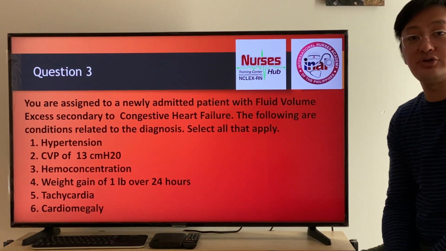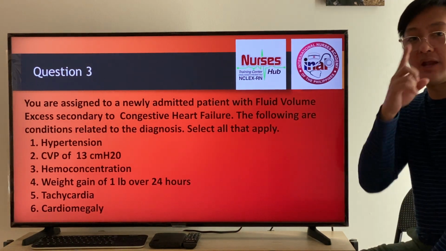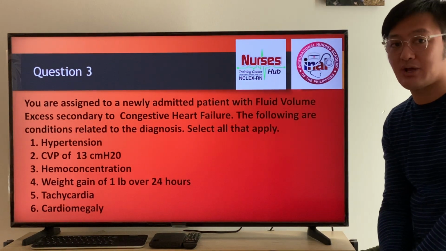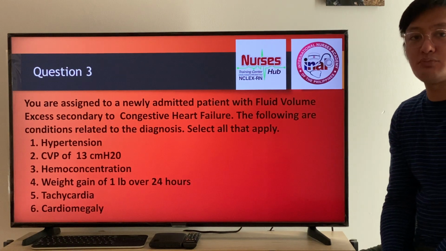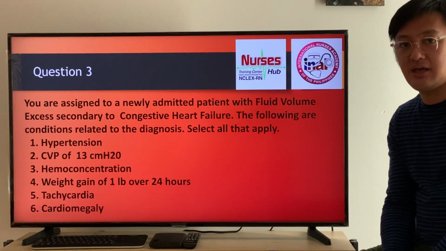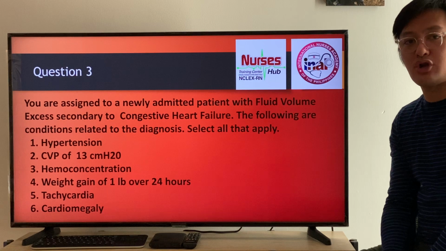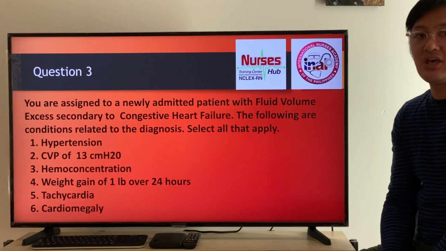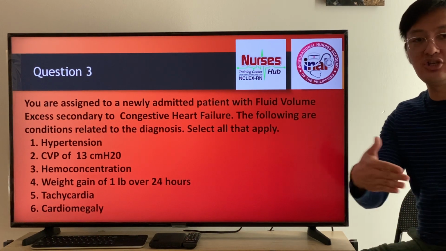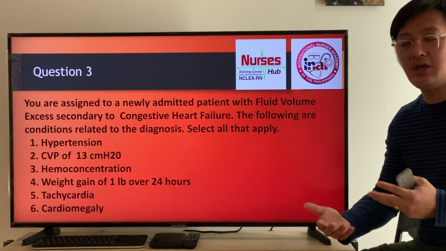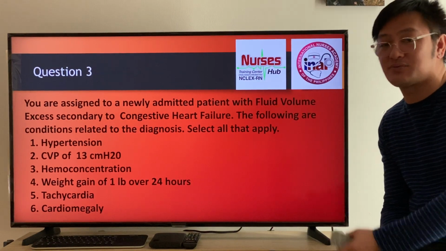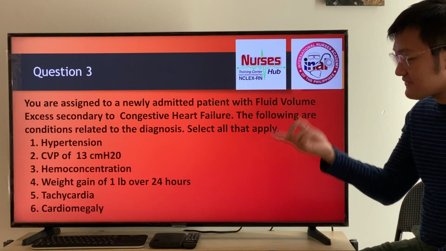The problem there is you don't know the normal value, right? But just a heads up, if you're planning to take any qualifying exam, you need to memorize the values. Okay, familiarize the values and know the implications. If it's high, if it's low, what is the implication? You need to correlate those, okay, with the different diseases or disease processes. Okay, so CVP is 13.